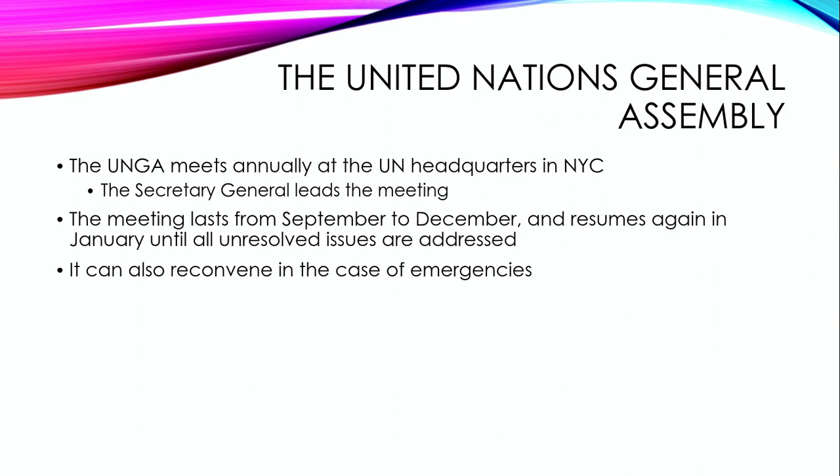The powers in the United Nations General Assembly include overseeing the budget of the United Nations, appointing non-permanent members of the Security Council, receiving reports from other parts of the UN, and making recommendations in the form of resolutions. This is the main deliberative and policy-making organ of the United Nations. They meet annually at the headquarters in New York City, and the Secretary General leads the meeting. These meetings last from September to December, resume again in January until all unresolved issues are addressed. Sometimes the General Assembly is also reconvened in cases of emergencies.